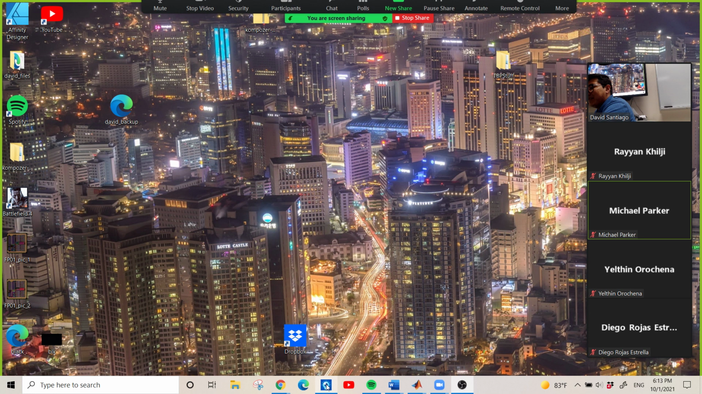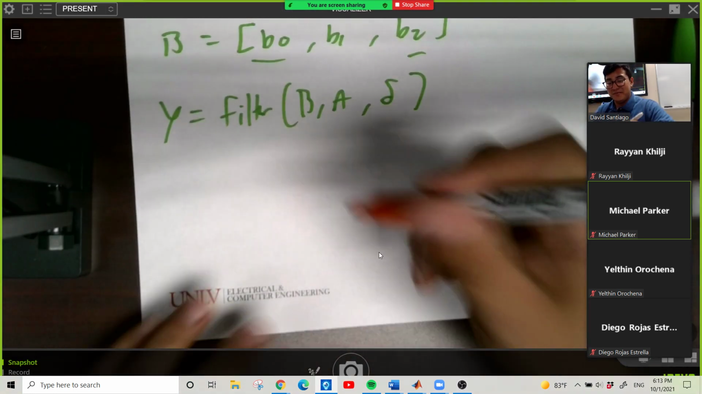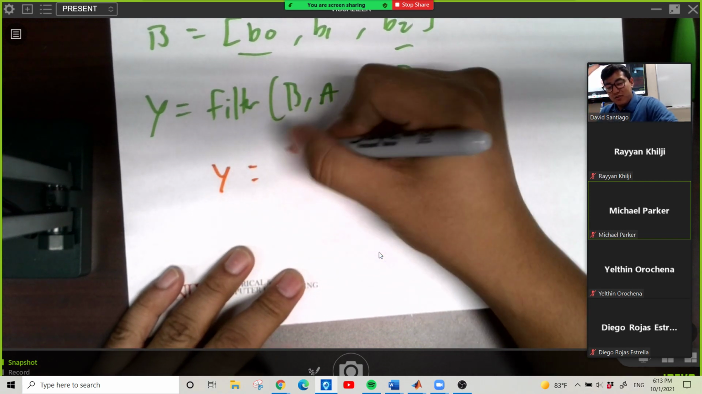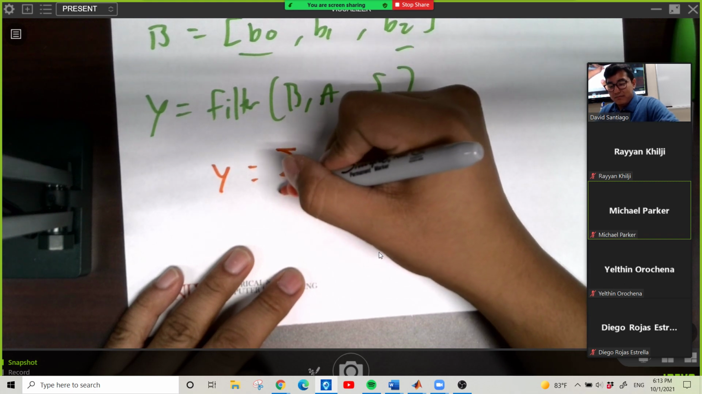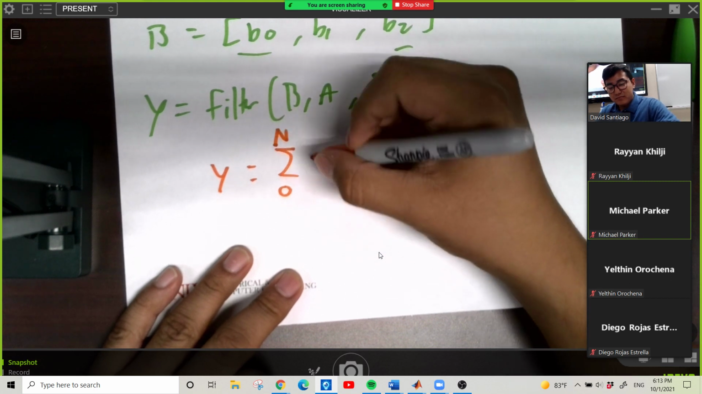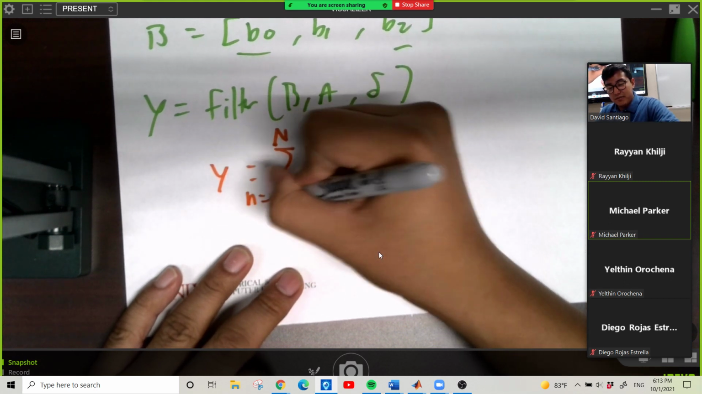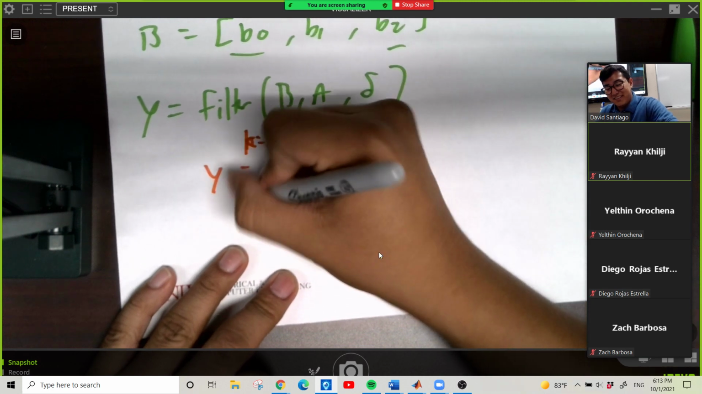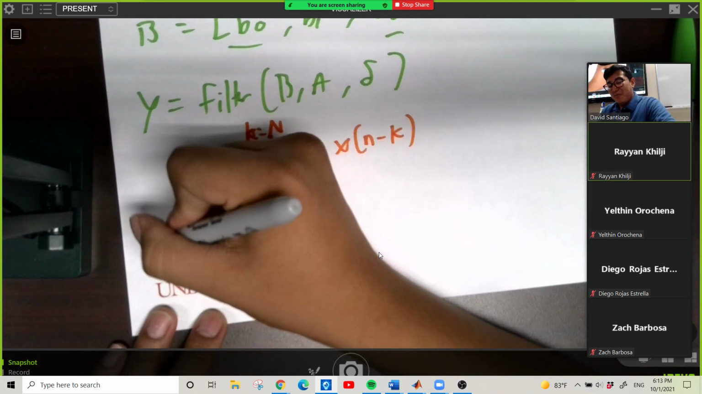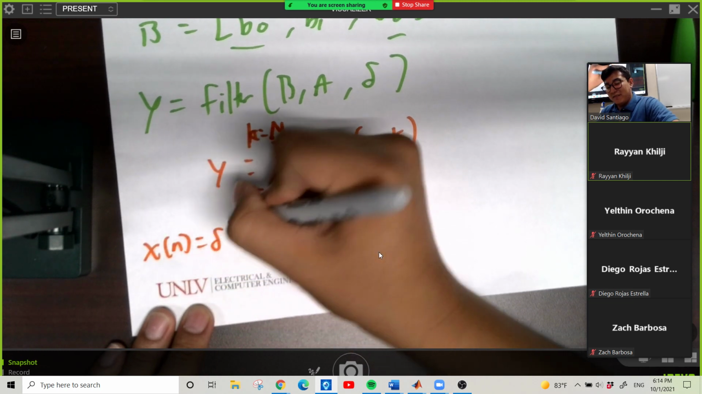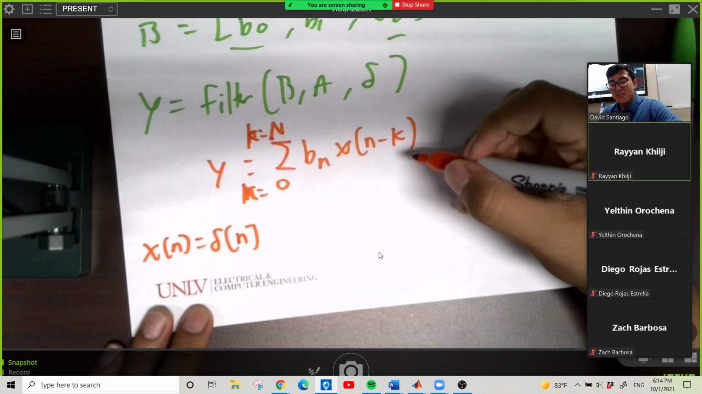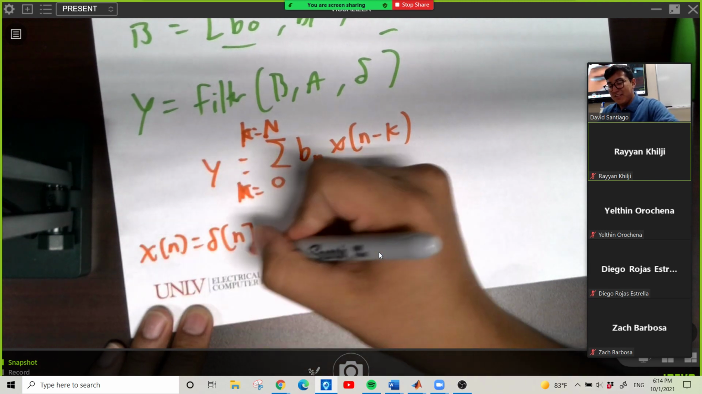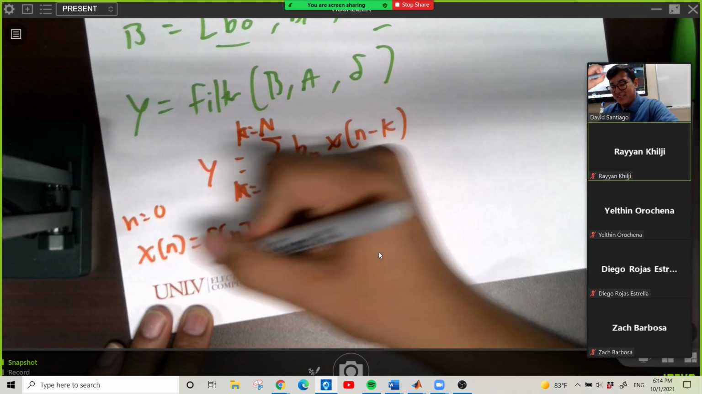To translate what he's trying to tell you, because I remember going through this, and this was tough too: your output is going to equal, let's just say from k equals 0 to n, b of k, x of n minus k. So let's say we make x of n equal to the delta function, Kronecker delta. What this basically means is, when does this Kronecker delta turn on? For the condition n equal to 0, it just turns on at n equal to 0.